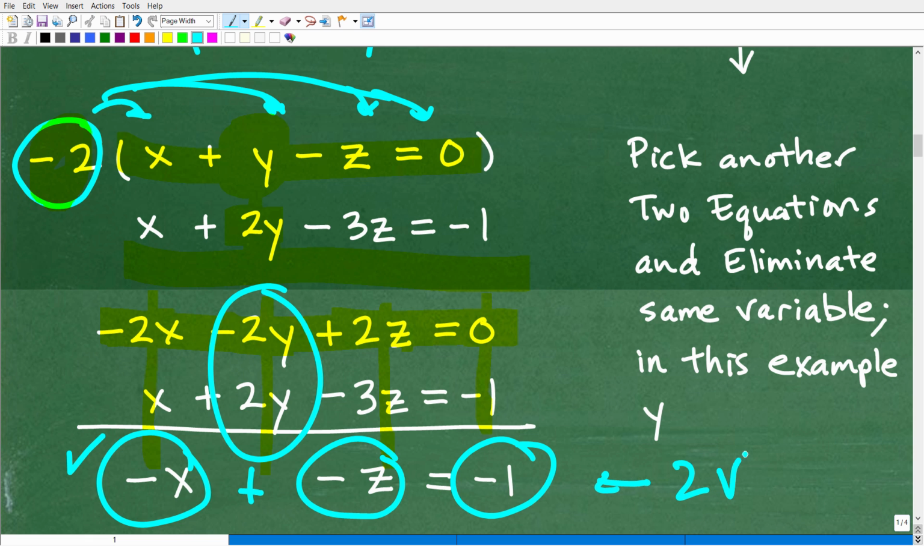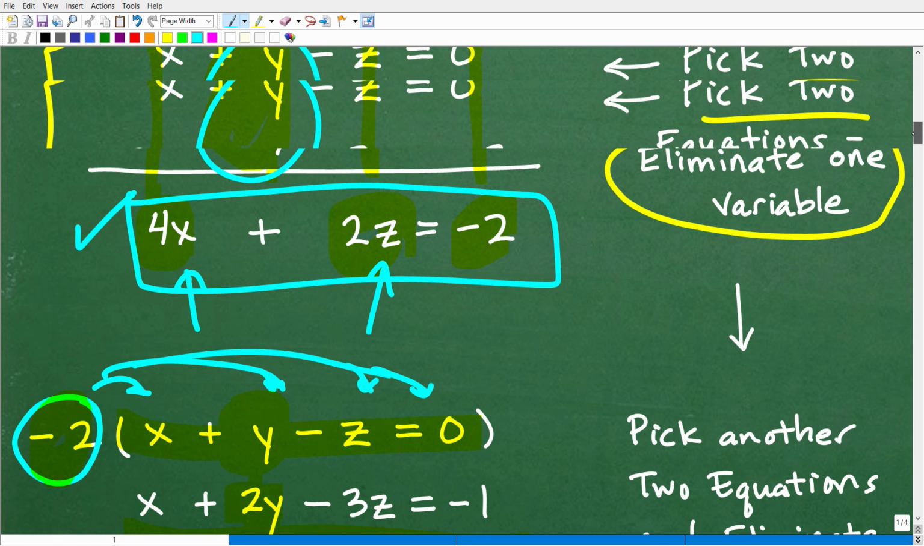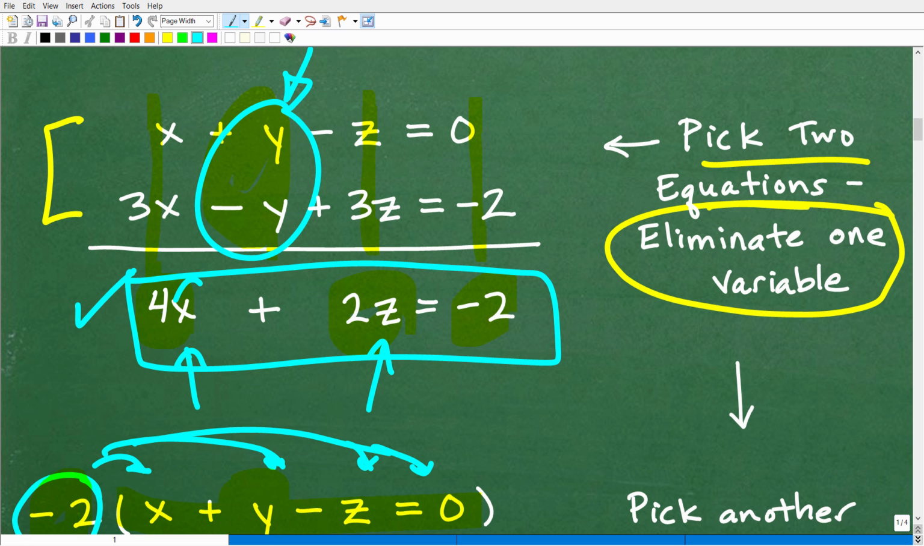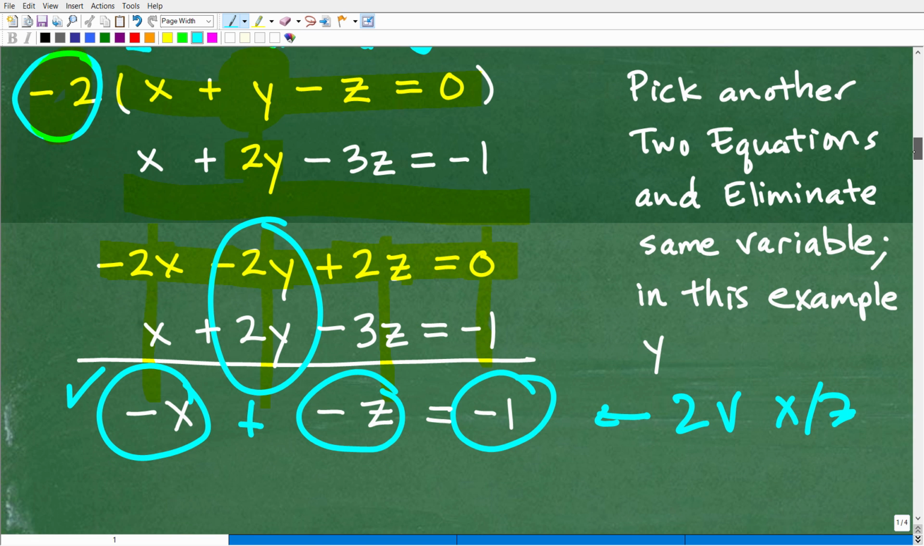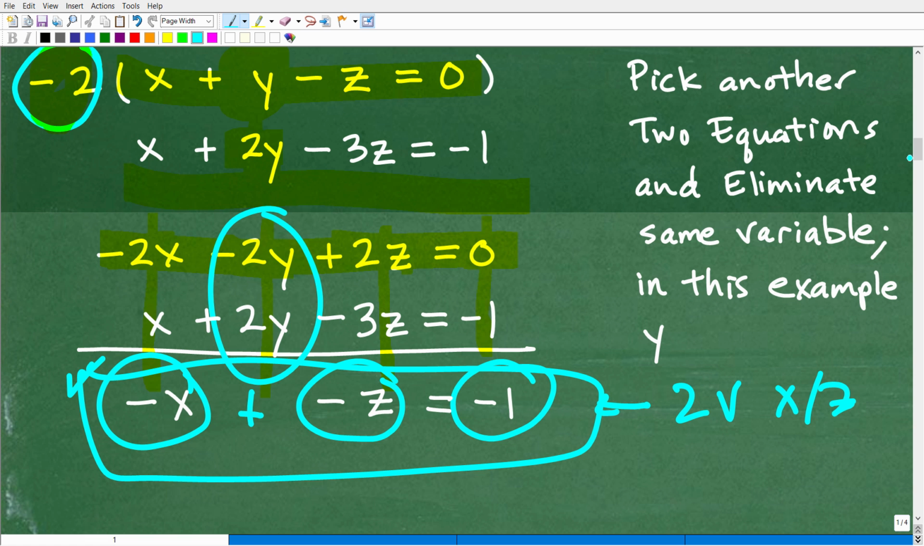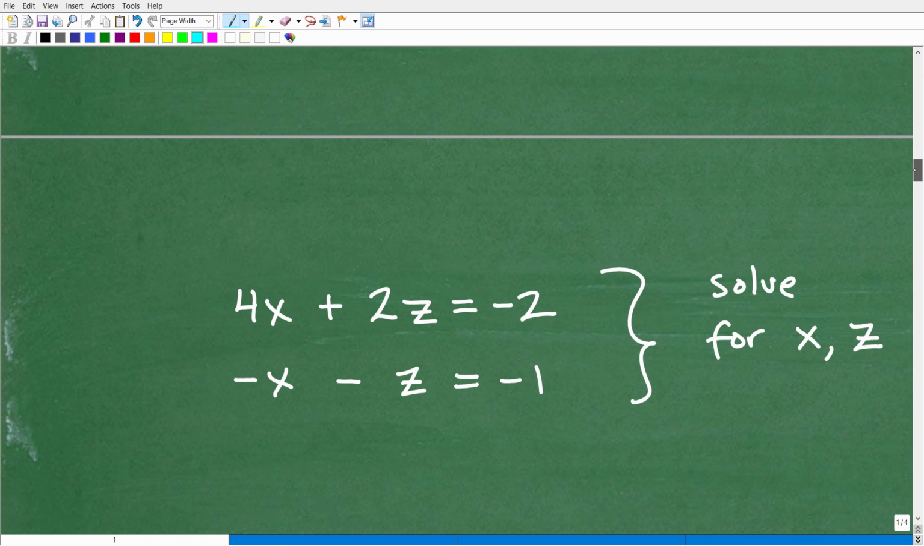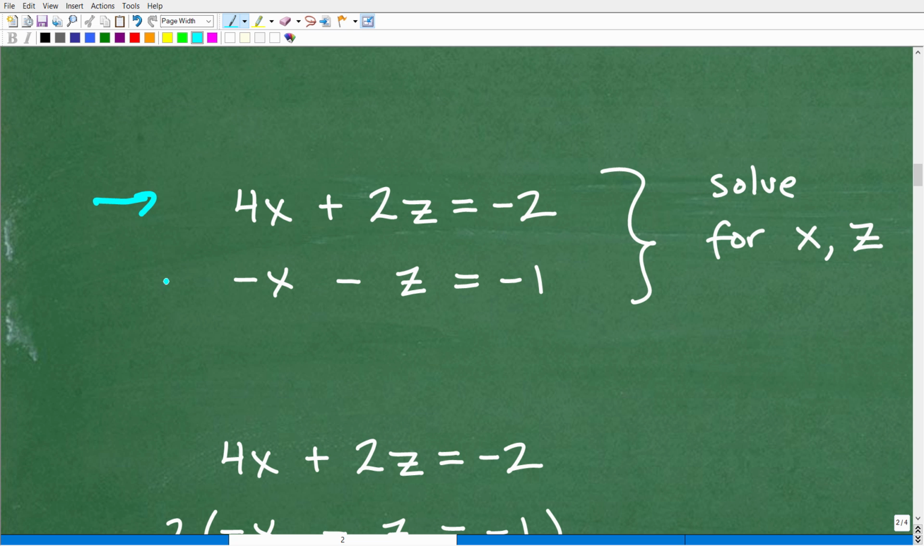This is a two-variable equation with x and z. And over here, remember, I have a two-variable equation with x and z. So I can take this equation and this equation right here, and combine them together into a lovely two-variable linear system. And here it is. These are the equations that we had left over when we got rid of y. So this is a two-variable linear system, something that you should be able to solve if you are a first-year algebra student.